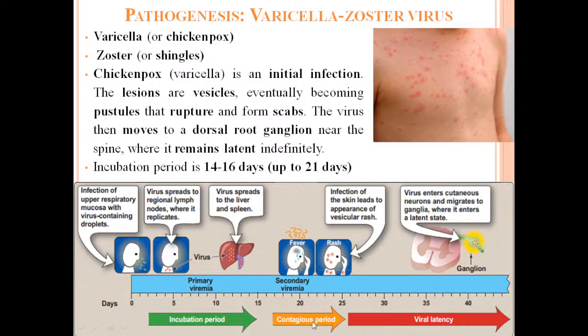This period is named the contagious period because the child is infectious in this period. In the incubation period, the child can't infect another person. But in the contagious period, the child is contagious. Infectious means it may infect the person.